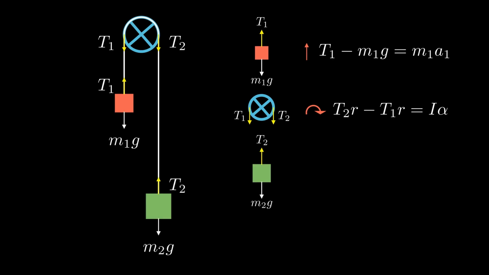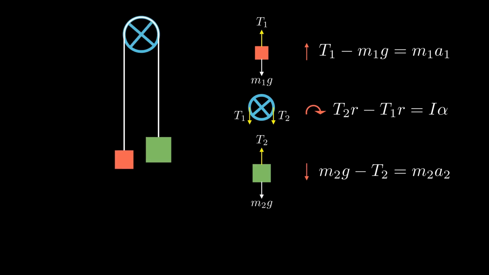Finally, we apply Newton's second law to the mass m2, the heavier mass, which is moving downwards. We take the downward direction to be the positive direction, and applying F is equal to ma gives us m2g minus T2 is equal to m2 times a2.